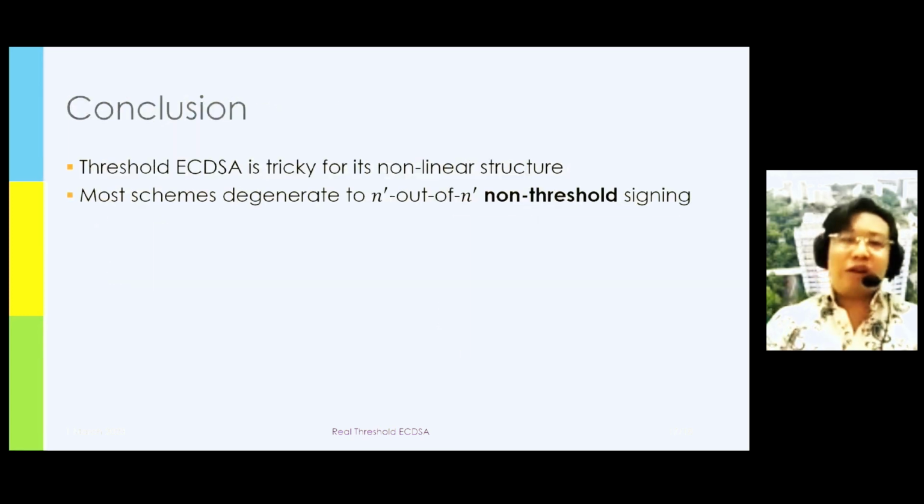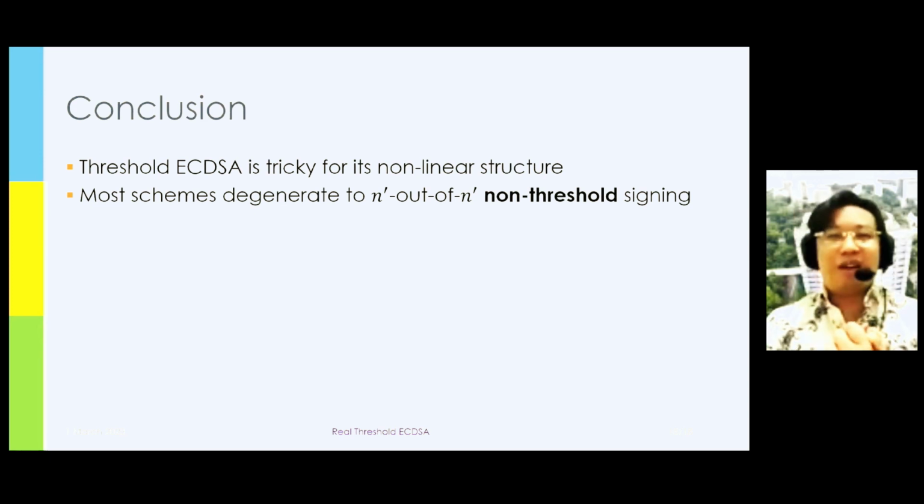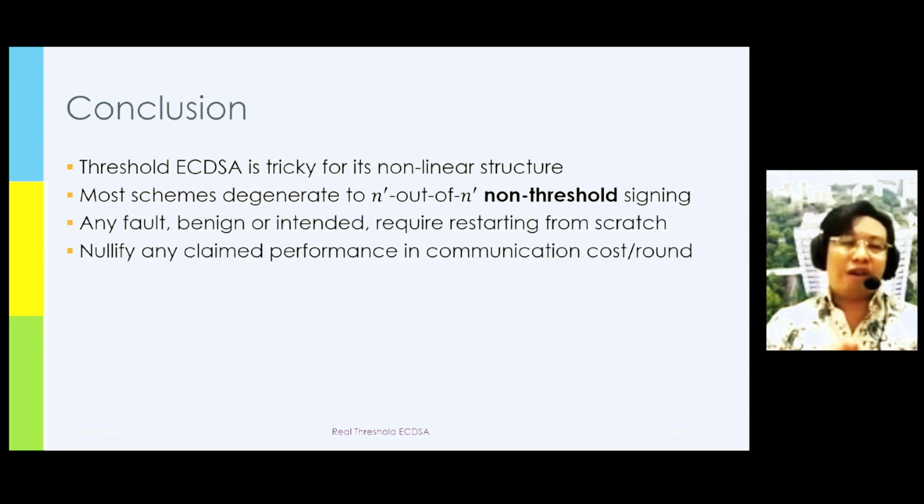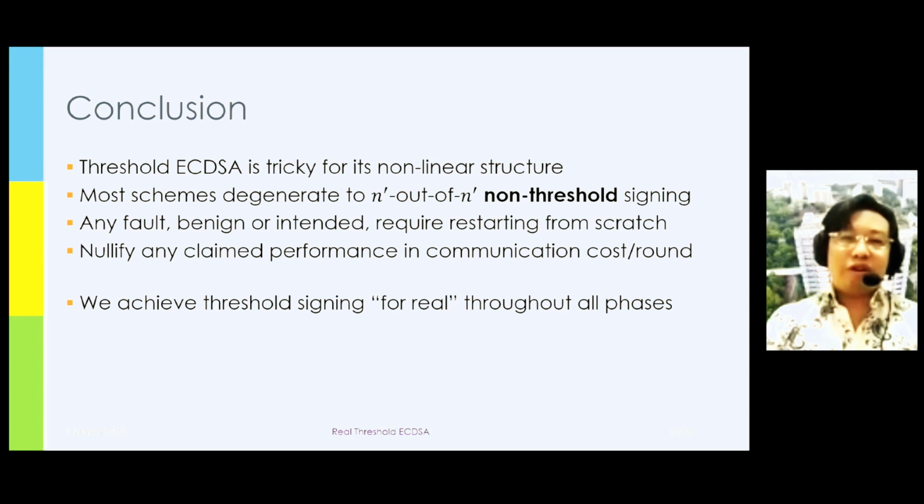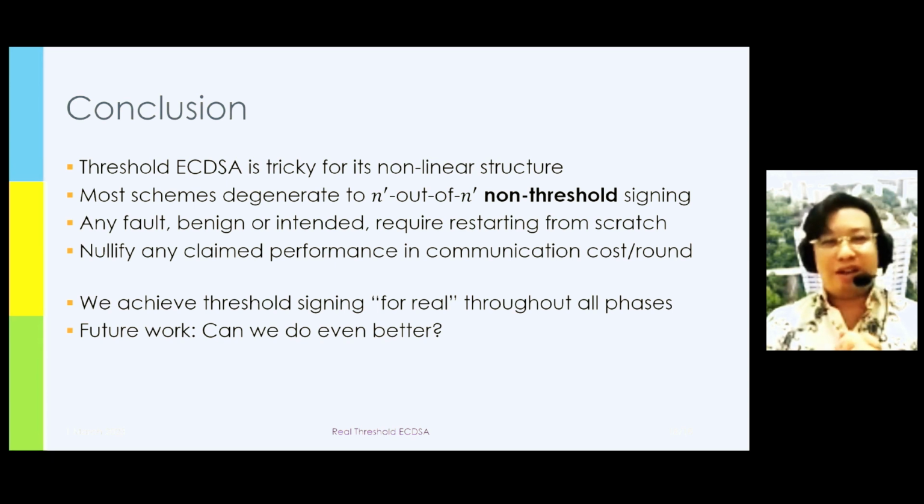So with that, I would like to conclude this talk. Virtual ECDSA is tricky to implement because of its nonlinear structure. Most existing schemes chose to degenerate it to an n out of n non-virtual setting. With that, any fault, either a benign mistake or an intended error, will require restarting from scratch. It will basically affect the performance claims in communication cost or communication runs, because we need to restart things from scratch. For this work, our aim is to achieve virtual signing for real throughout all phases, namely key generation, offline, and online signing. That is sort of a new idea, or at least a new direction.